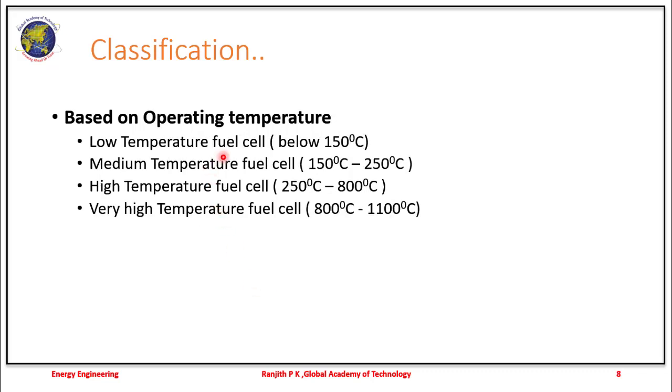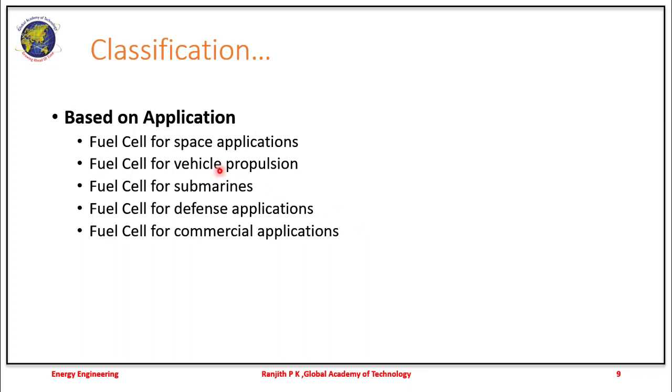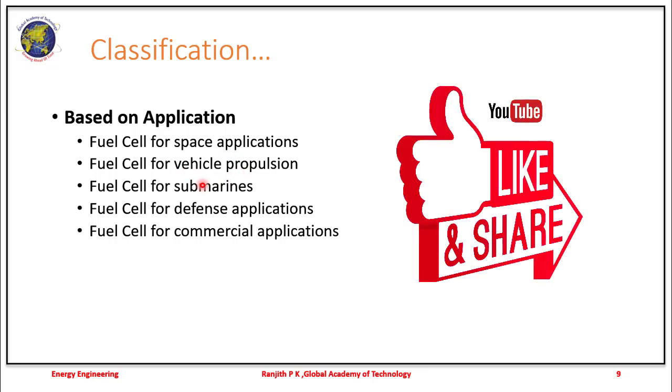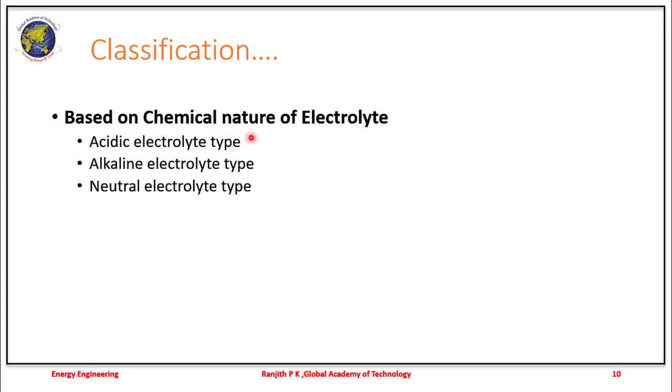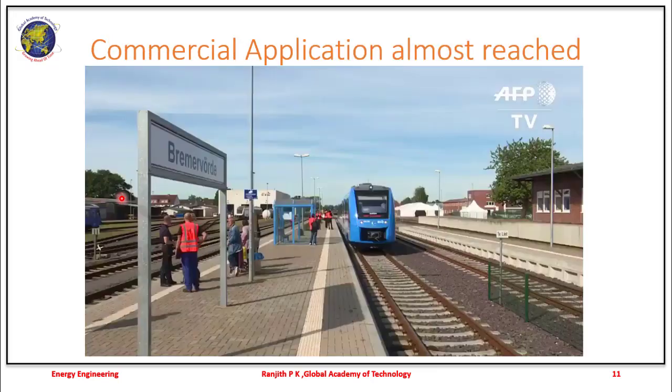Based on the operating temperature, the fuel cell is classified as low, medium, high and very high, depending on the temperatures that are achieved during the operation of these fuel cells. Next, based on the application, fuel cells are used for space applications, vehicle propulsion, submarines, defense applications, and commercial applications. Based on the chemical nature of the electrolyte that is employed, it is either acidic, alkaline or neutral.